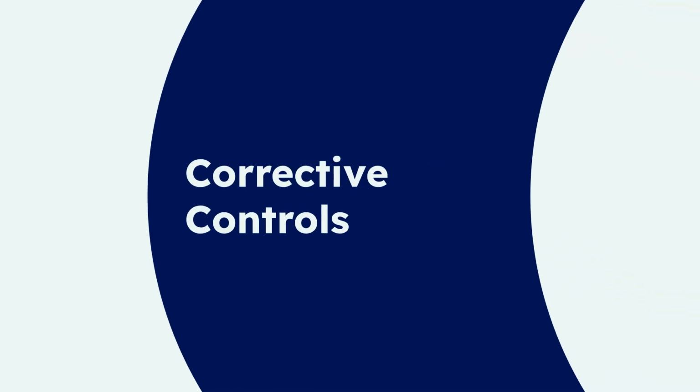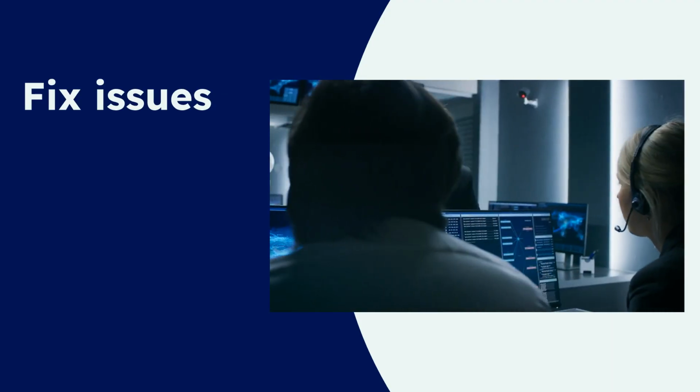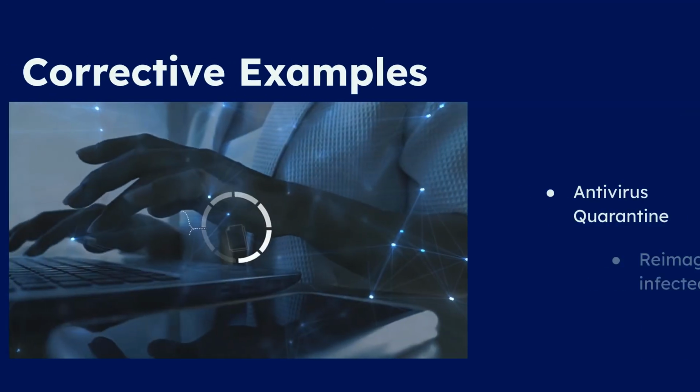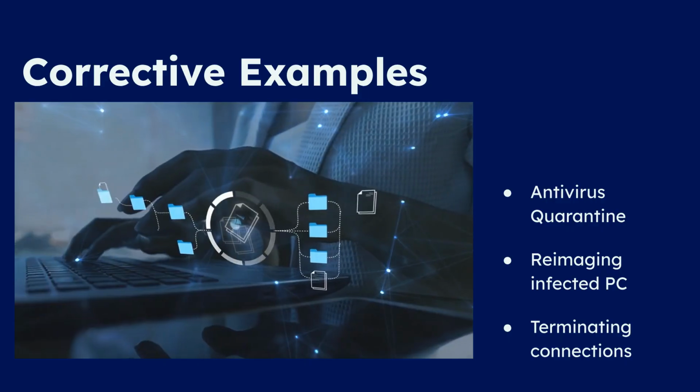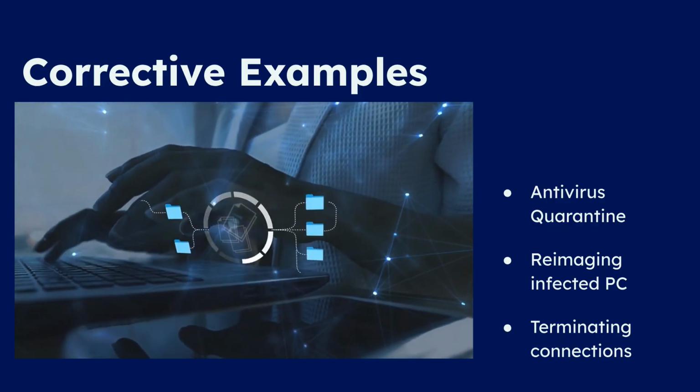If an incident does happen, we rely on corrective controls to mitigate the damage. The goal of corrective controls is to reduce the impact of an incident and restore systems to their normal, secure state after an attack. This includes antivirus systems quarantining a suspicious file, re-imaging an infected PC, or terminating network connections.